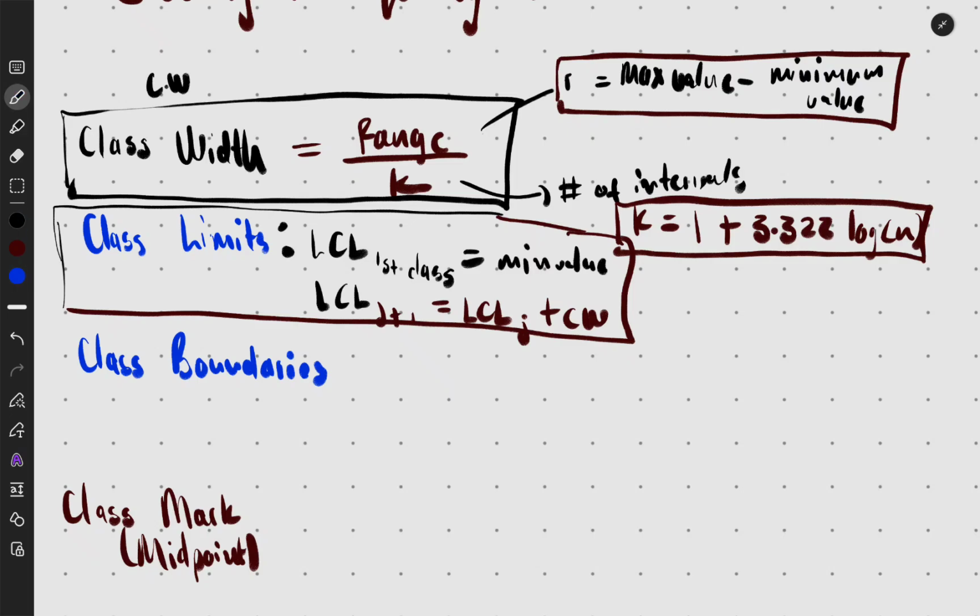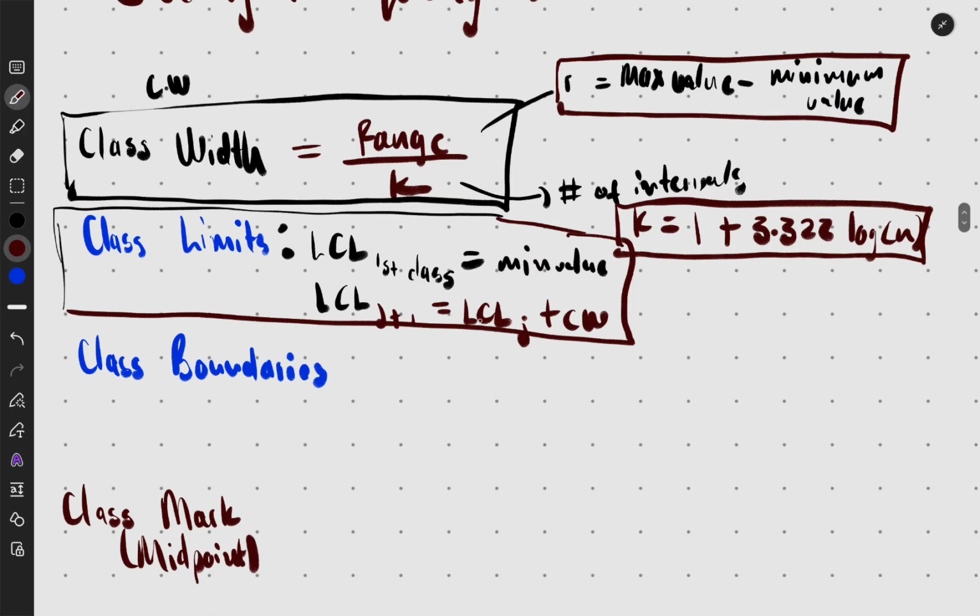So with class limits, you need to know the very first one, the minimum one. The lower class limit for the first class is the minimum value. Then for all the other ones, you just add class width to get the lower class limits.